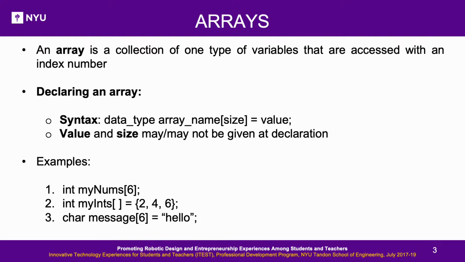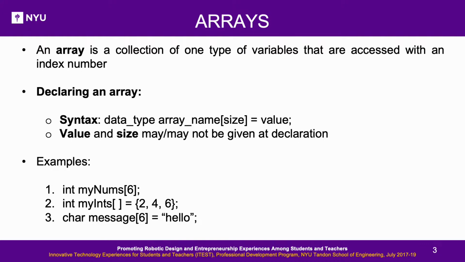Examples are as shown. In the first example, you can see that you can declare an array without initializing it with values. In the second example, we declare an array without explicitly choosing a size but initializing values. The compiler counts the elements and creates an array of the appropriate size. You can both initialize and size your array.